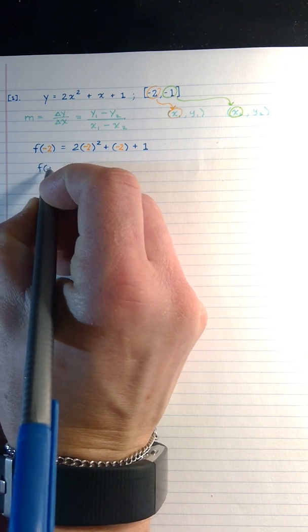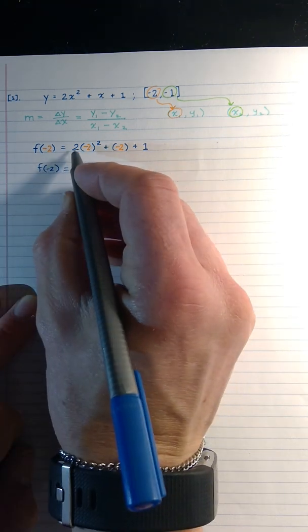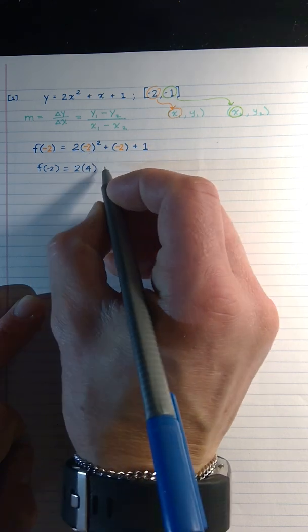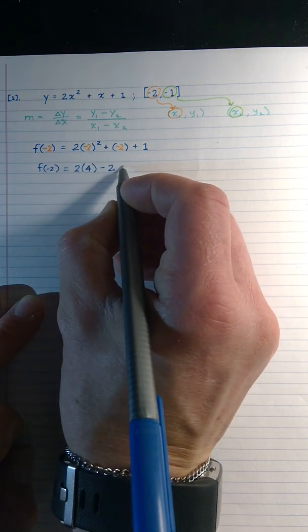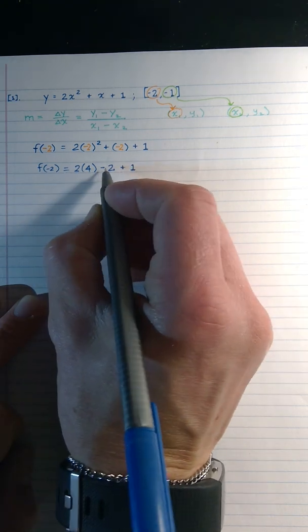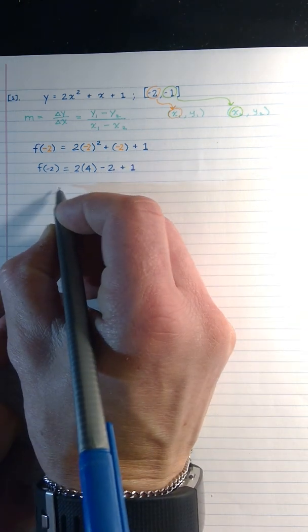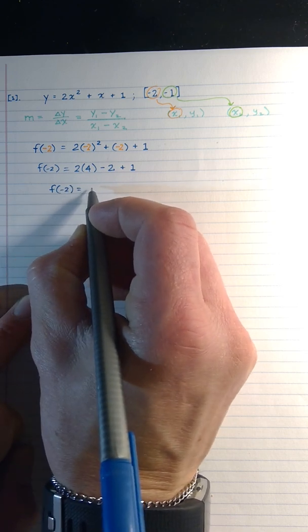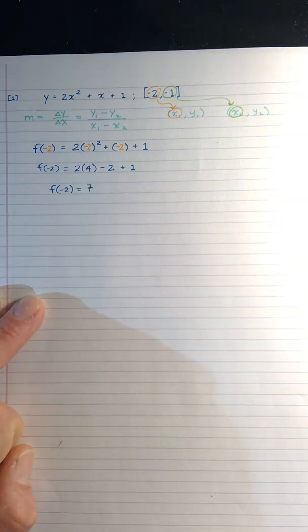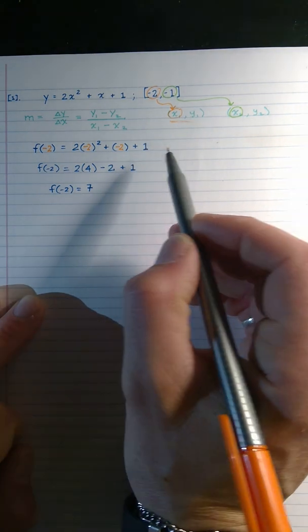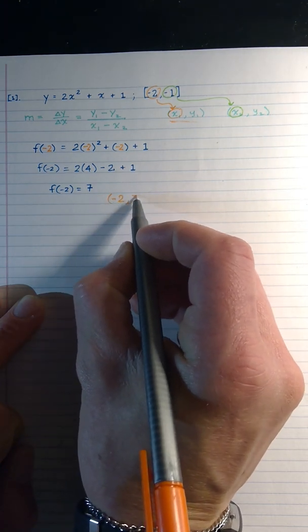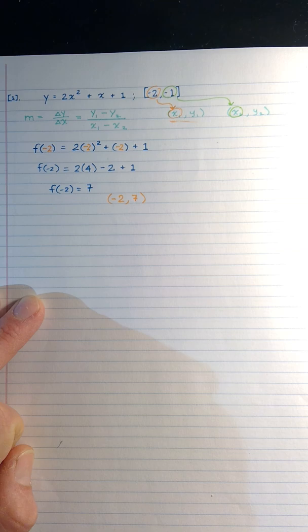So f of -2 is, let's see, that's 2 times 4, because -2 times -2 is 4, minus 2 plus 1. So that's 8 minus 2 is 6 plus 1 is 7. So f of -2 equals 7. That means that this point right here, x1, y1, is actually the point -2 comma 7.